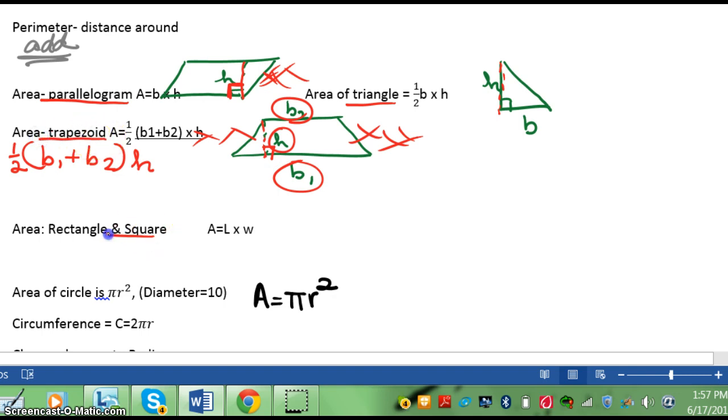Area of a rectangle and a square, we know, length times width is all it is, length times width. They'll give you an area of a square is side squared, which is the same thing as length times width.